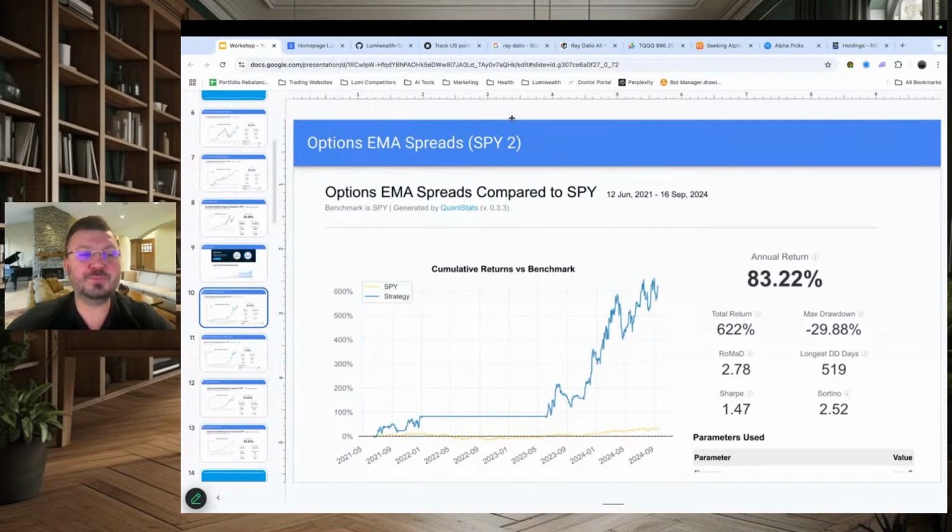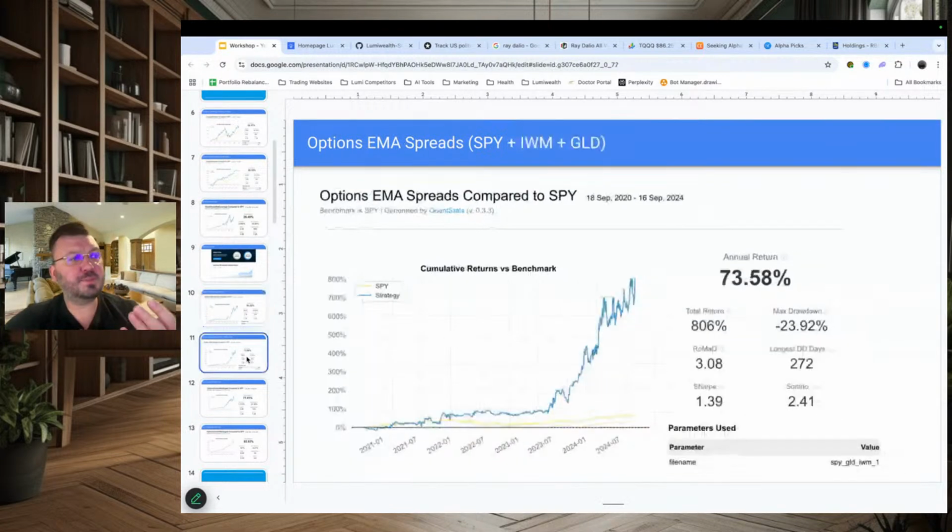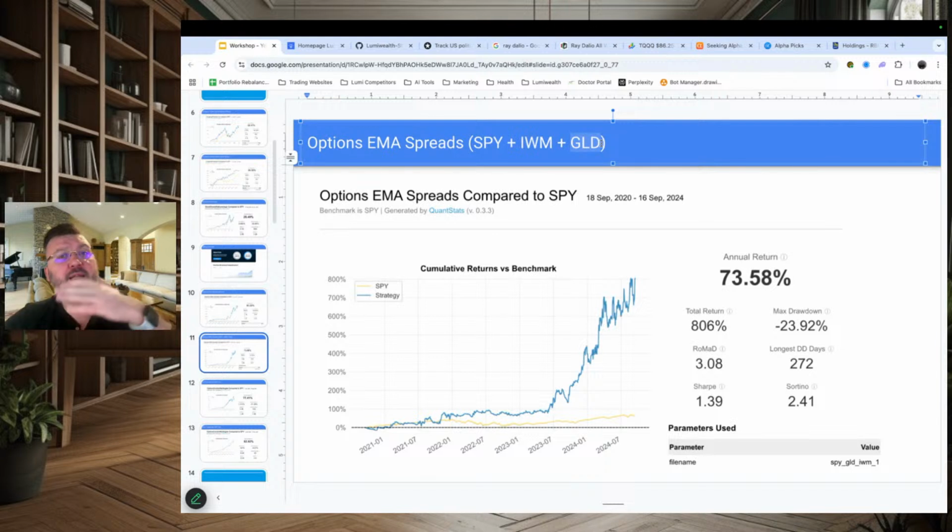That's our SPY 2. We also made another version of this bot. This is a spreads bot that trades SPY, IWM, and GLD. If you're not familiar with those, SPY is the S&P 500. IWM is the Russell 2000, or in other words, smaller companies, like mid-cap companies across the United States. And then GLD is gold, right? So it's trading these three instruments. The goal is to basically diversify more. So instead of putting all your money into one thing, let's diversify across three different things.